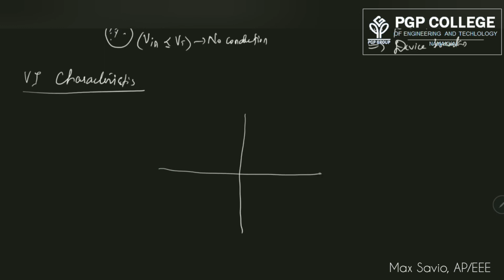I'm going to have the voltage on the x-axis. So on the right side of the plane, I'm going to have the forward voltage Vf, and this is supposed to be the reverse voltage, and this is the forward current If, which will be in milliamperes, and this is the reverse current Ir, which will be in microamperes.